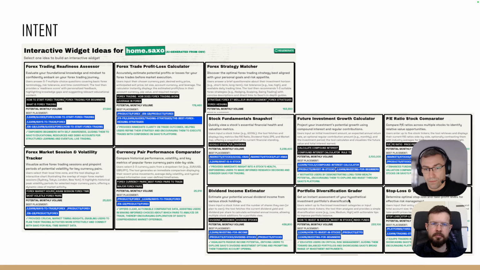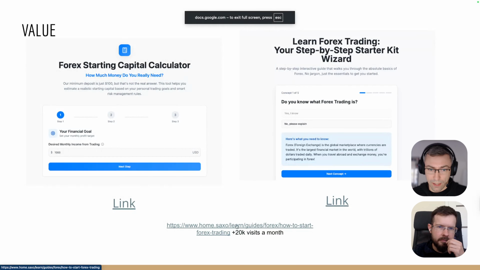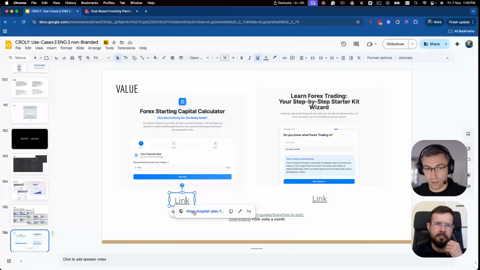And now the diversification grader: I will input my numbers, what's my split of portfolio, and how well diversified I am. Could you grade me? So these are the first two apps I've created, and this one, home.saxo learn guides, Forex, how to start Forex trading, has over 20,000 visits a month from different regions. So that's why I focused on this the most.